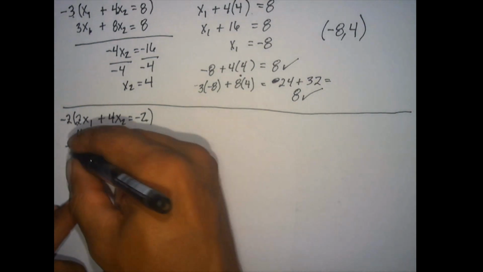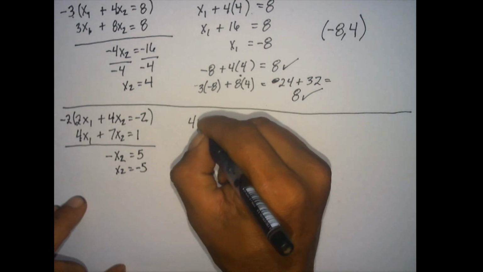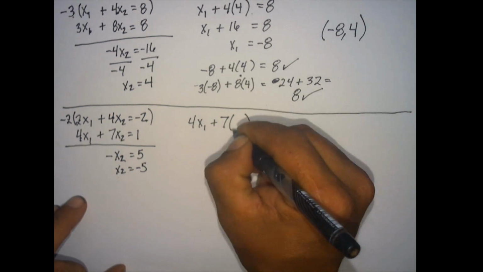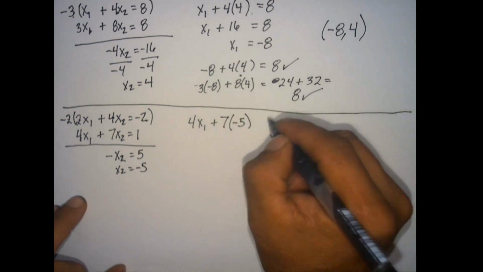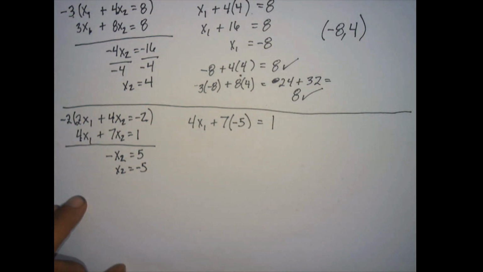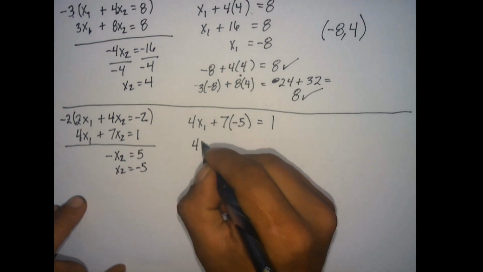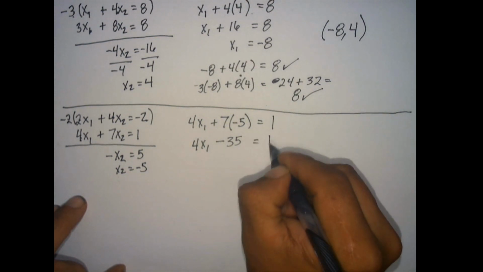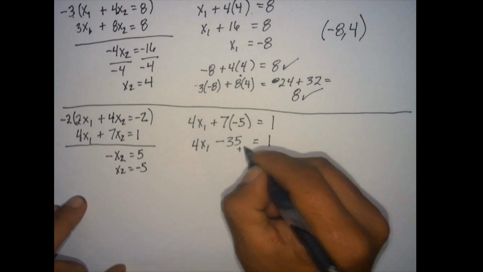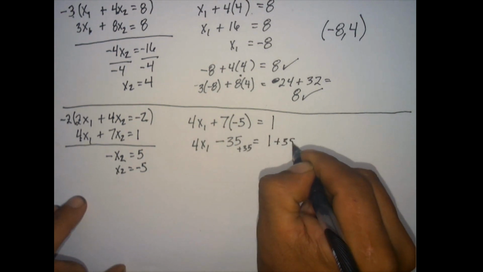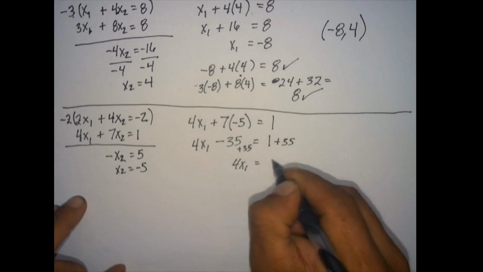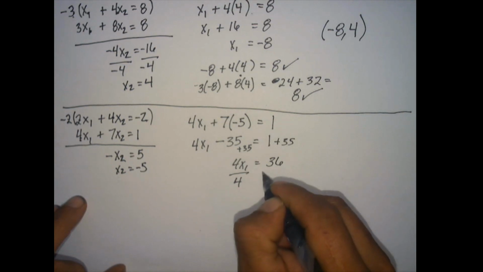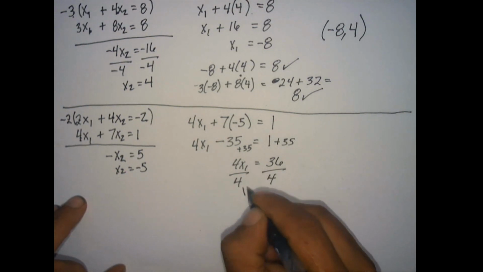Okay, so now we're going to look at this second equation here. We'll have 4x1 plus 7 times x2, and x2 is -5. And that's going to equal 1. So 4x1 minus 35, because 7 times 5 is 35, is equal to 1. We're going to add 35 to both sides. That gives us that 4x1 is 36. And if we divide both sides by 4, that gives us that x1 is 9.